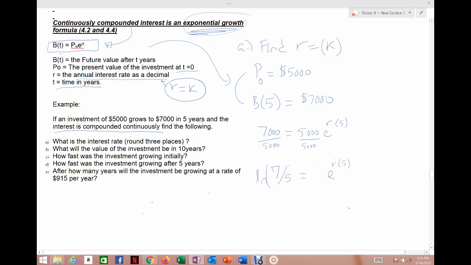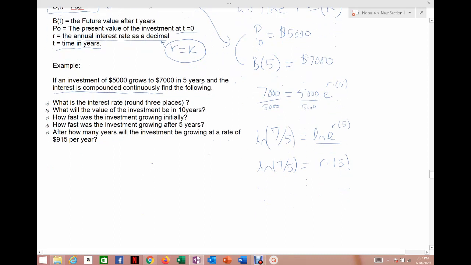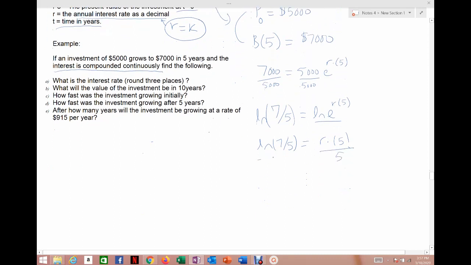Take the natural log of that fraction, so that the e is gone. And so over here, natural log of 7/5 equals our interest rate times 5. And then divide by your 5. So this is what you're going to plug into the calculator: natural log of 7/5, all divided by 5.